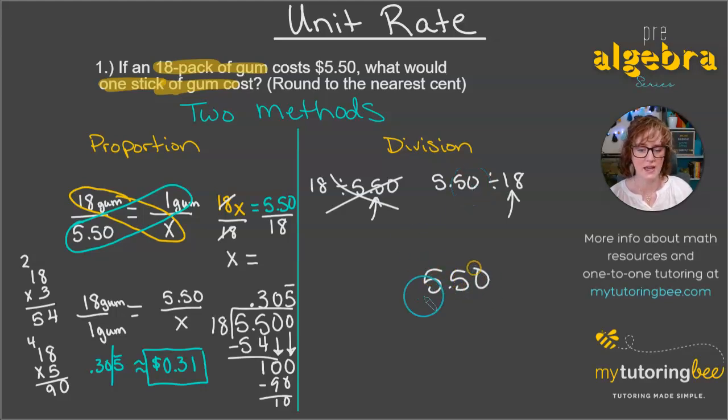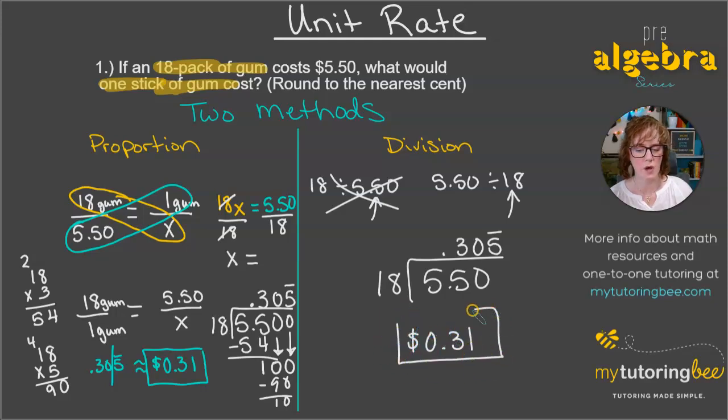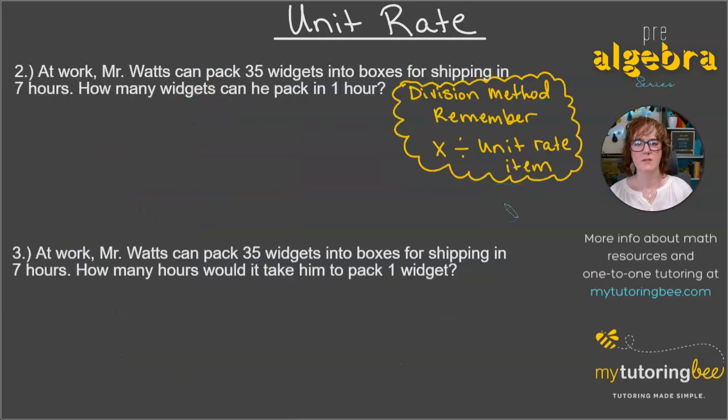And we just did that over in the other problem, so we already know that the answer is 0.305 repeating, which then we can round to 31 cents. So this will also get you to that unit rate by just dividing by the amount that you want to know the unit rate for. Let's try some other examples. For these, I'm going to go with the division method, and remember that when we are using that division method, we are dividing by the unit rate item.